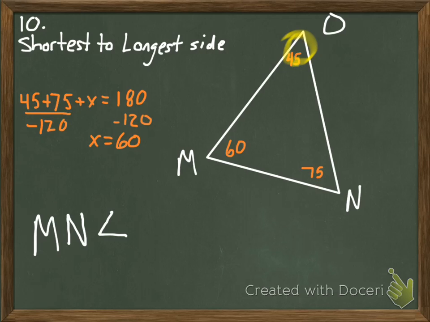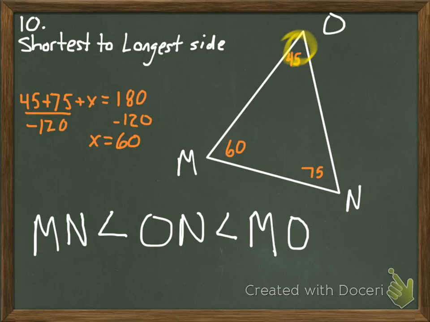Then we move on to the next smallest. We look up there, and ON would be the next smallest. The reason ON would be the next smallest is this 60-degree angle. ON is across from the middle size angle. And then that leaves MO at the end, and the reason MO is the largest is it is across from this angle, which is the greatest angle. That would be side MO.